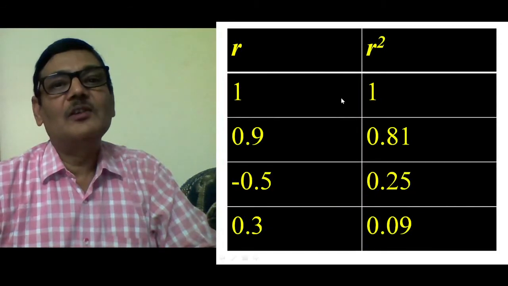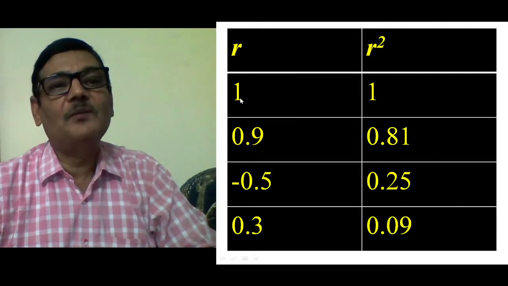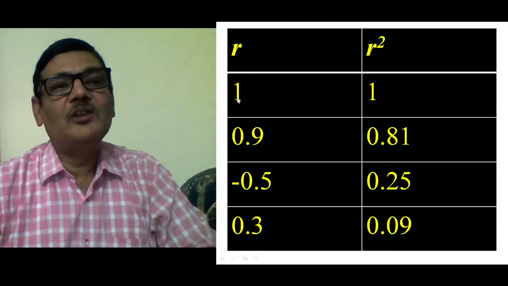See, in this table we can have an idea about the coefficient of determination. If there is perfect correlation between two events, then its square will be 1, and it means 100% explanation could be given for the change in the dependent variable that occurs due to variation in the independent variable.